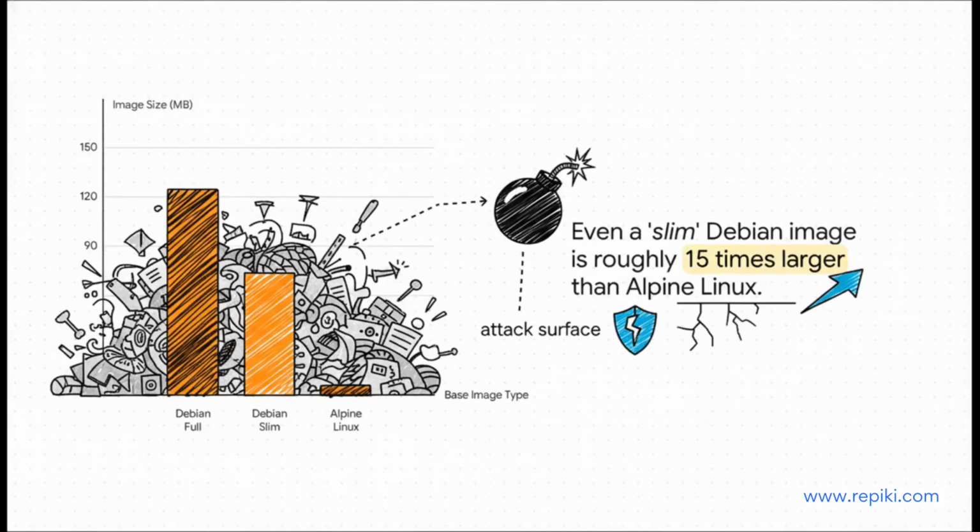Wow, okay, look at this chart. This just lays it all out, doesn't it? A full Debian image is over 125 megs? Even the slim version is still around 74. And then look at Alpine, 5. Just 5 megabytes. That's not just a small difference, that's a whole different universe. And this isn't just about saving a bit of disk space. This is all about attack surface.